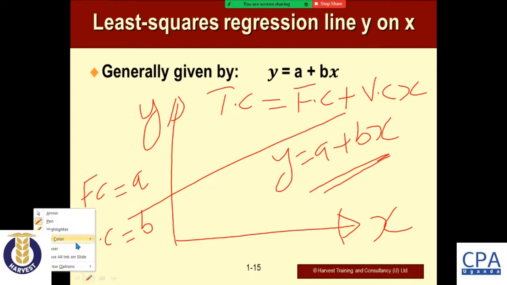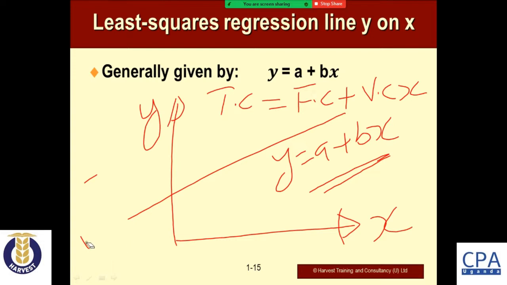So meaning that if you're talking about the total cost curve, then it will mean that you are looking at a scenario where our curve or our line is cutting the vertical axis at the value of the fixed cost, because we know that the fixed cost is a, which is the constant, and therefore that is the point at which the total cost curve will cut the vertical axis.